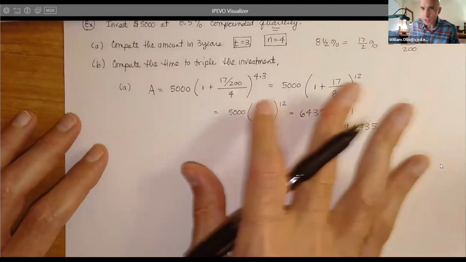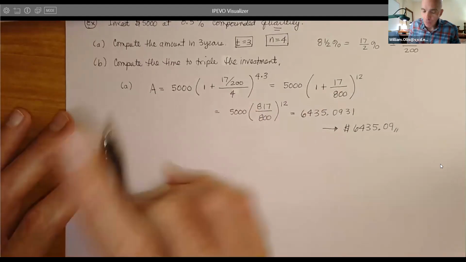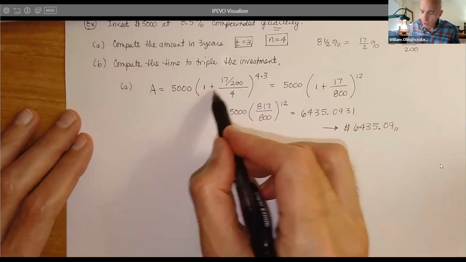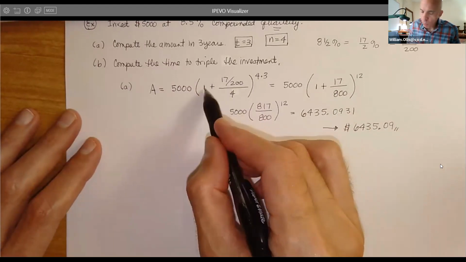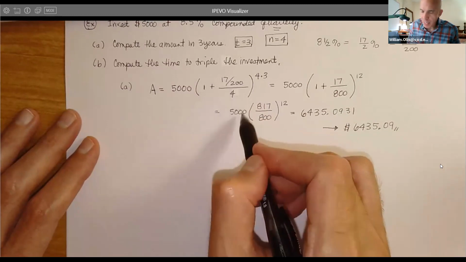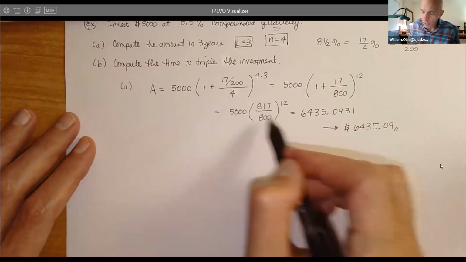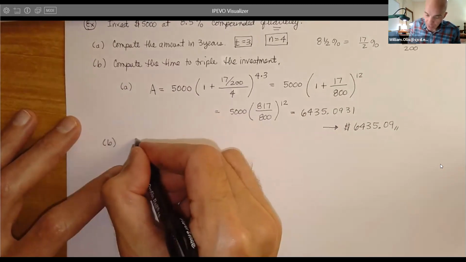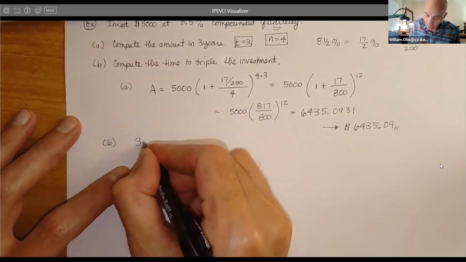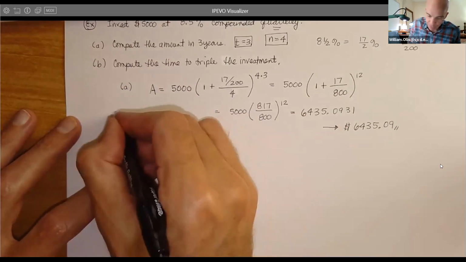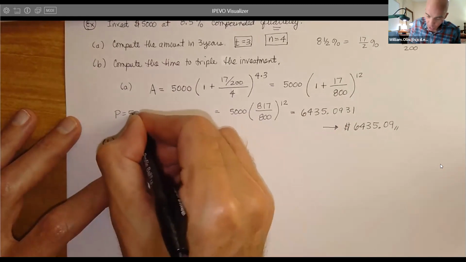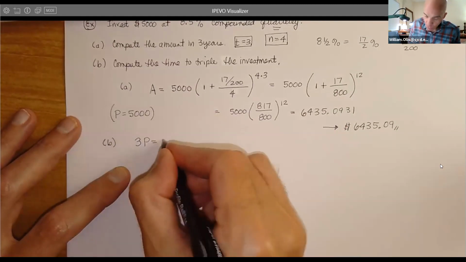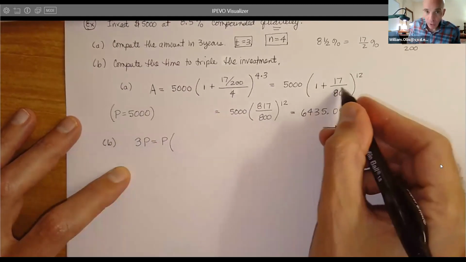Okay, that's just review there. But I wanted to do this so we could set up for the next problem. Now it says compute the time to triple the investment. Well, the part right here, the 1 plus the r over n, that's the same for all of this, so we've already computed that part. So for B, triple the investment is just 3P. If we say P is equal to 5,000, we can just use symbolic computation. We have 3P equals P, and this part we already know.